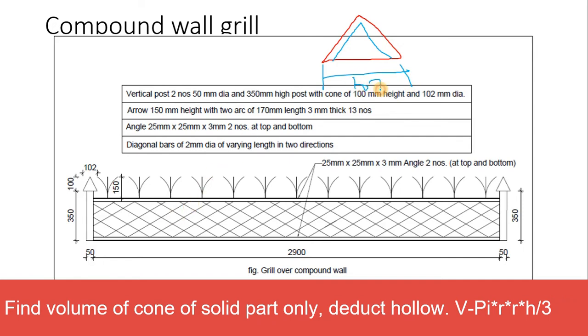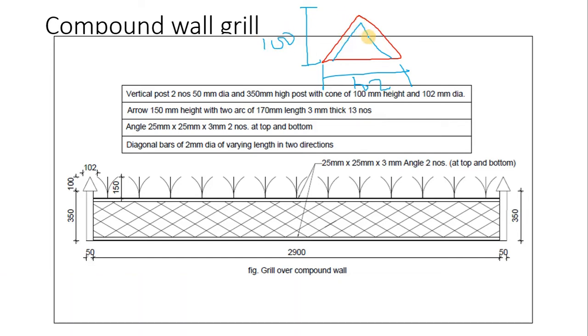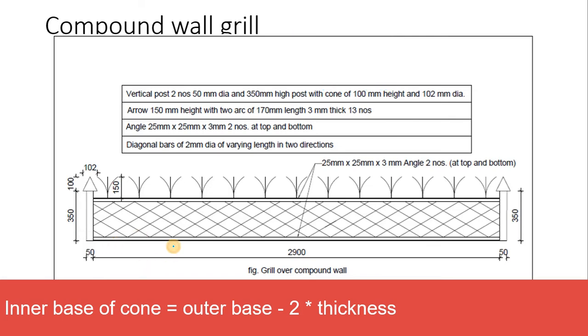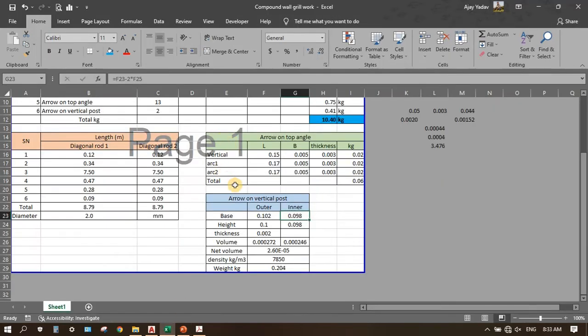This is 102 and this is 100. Now to get the height of this inner, you will have to subtract only one thickness, but to get the diameter, you have to subtract 2 thickness. Base of inner, to get the base of inner, we have subtracted 2 thickness and height 1 thickness. Then you will get the volume by the formula we discussed earlier, pi r square h divided by 3. For inner and outer, subtract it, you will get the net volume. Then density 7850 and you will get the kg.